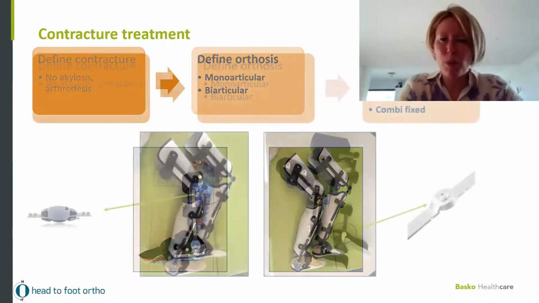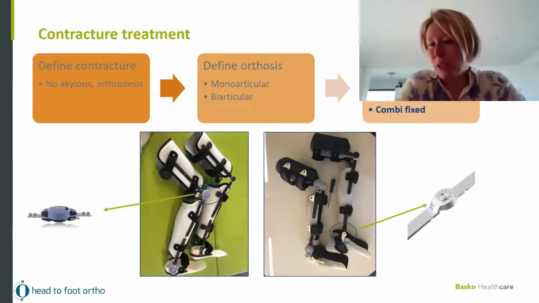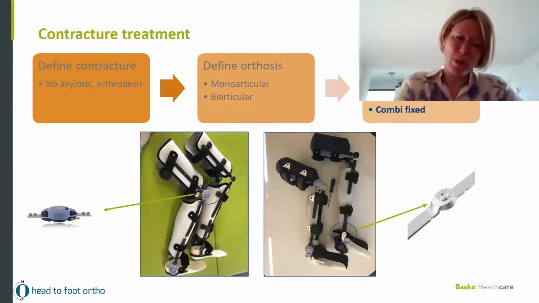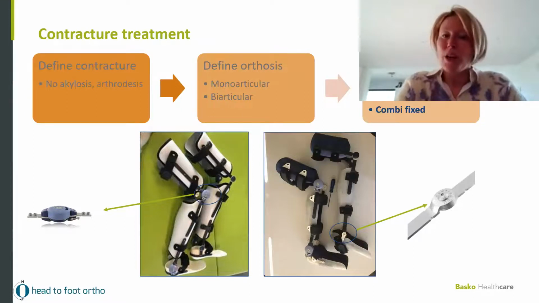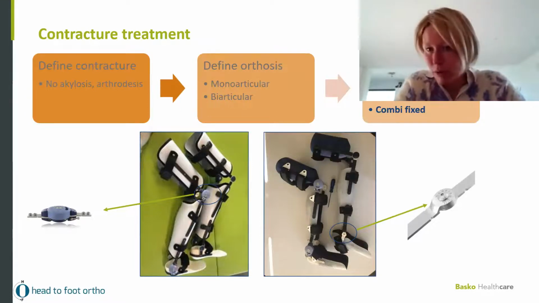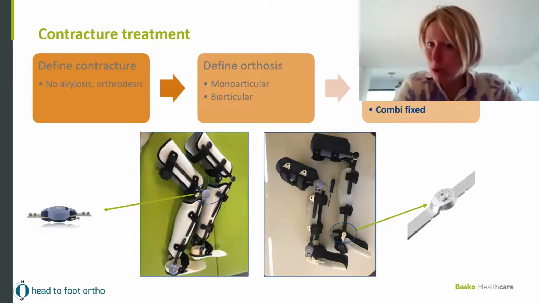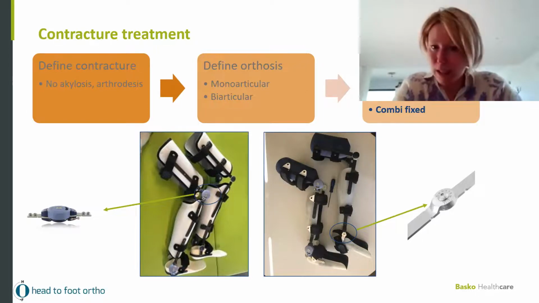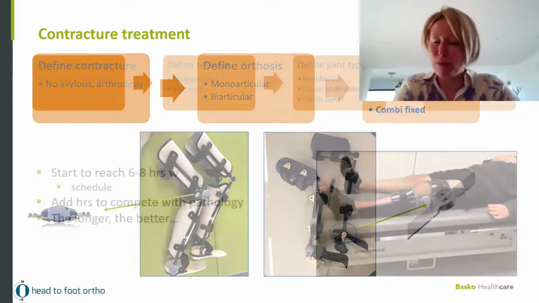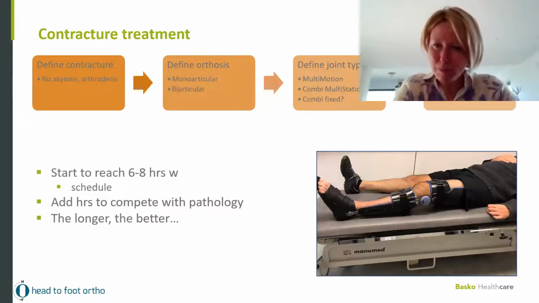So it's very important to sometimes make choices, and do we always make the correct choices? Probably not. We're just humans. So after defining the concept of the orthosis, you can also see if we are going to work biarticular-wise with two multimotions, or maybe we combine the multistatic with a multimotion. So it can really take some different concepts.